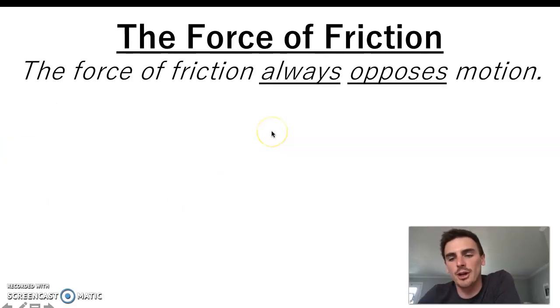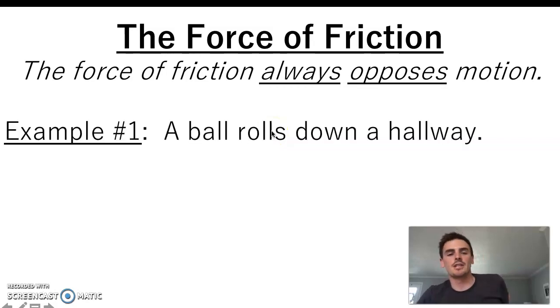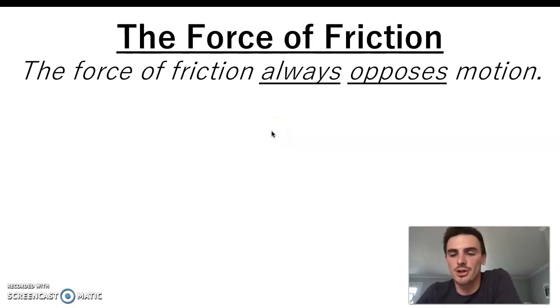To start off with friction, I think you guys have an idea of what friction is, but it's important you guys understand the force of friction always opposes motion. So if a force is acting on something to the right, friction is acting on it to the left. And it's the reason why it's hard for us to move things sometimes. It's why things will stop.